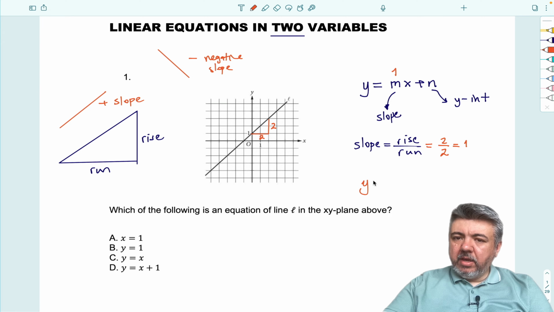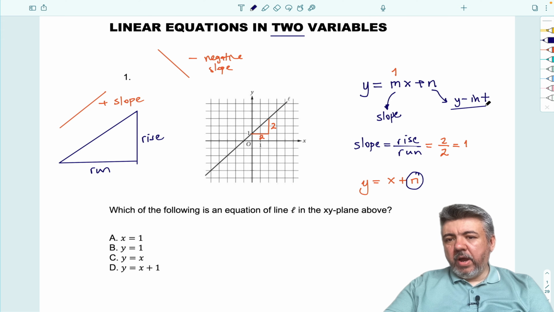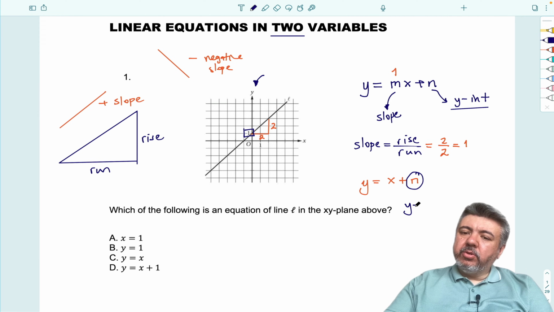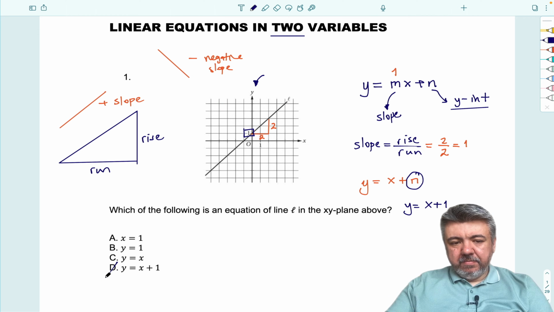So it's going to be y equals 1x, that is x, plus n. Now it's time for looking for n. What is n? It's, as we said, the y-intercept. This is the y-axis, at which point the line passes the y-axis. So that is 1. So y equals x plus 1 should be our equation of the line.